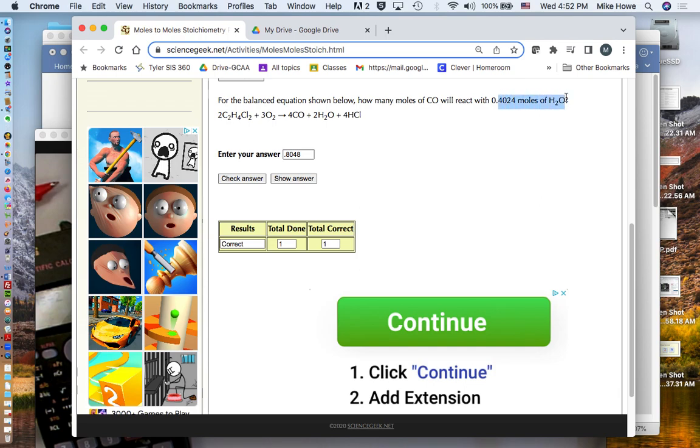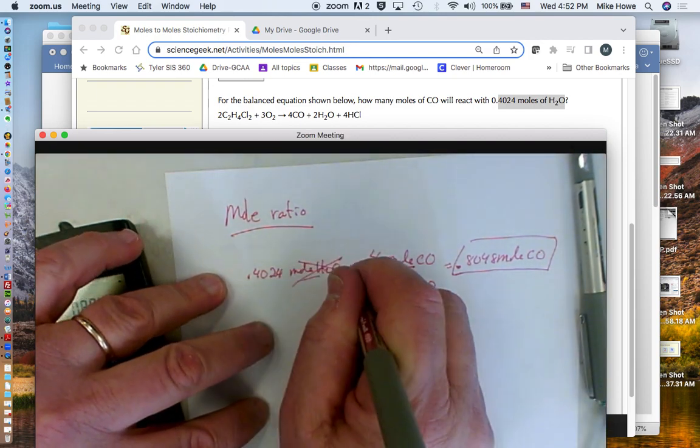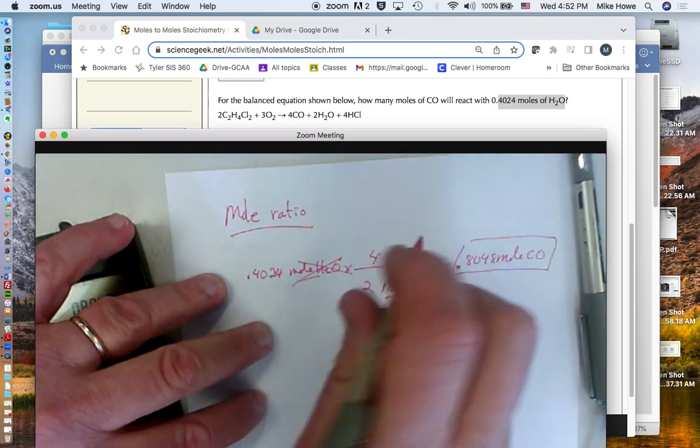All right, so again, just in review, we write down the number they give us. That's the number they gave us, that many moles of water. Then you take this unit and put it down here so that it will cancel. Our goal is to get rid of moles of water and change to moles of CO.